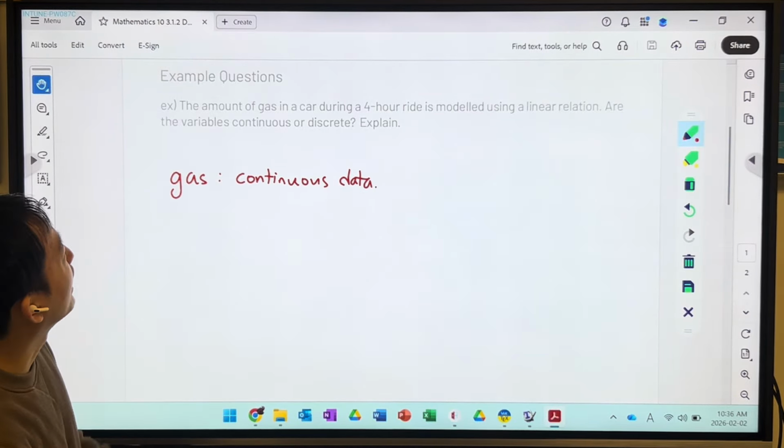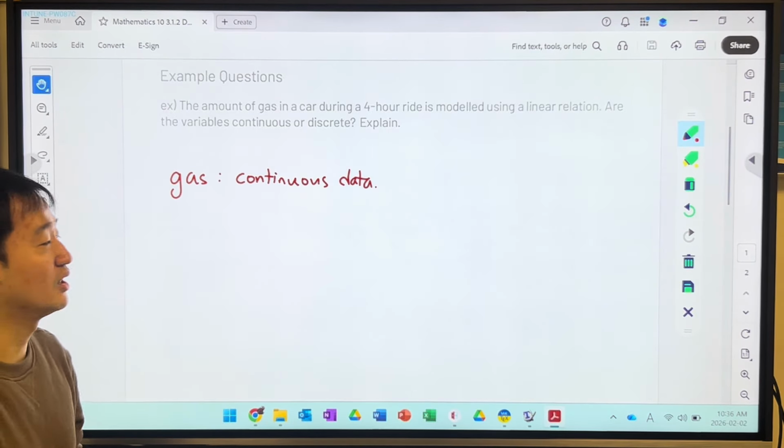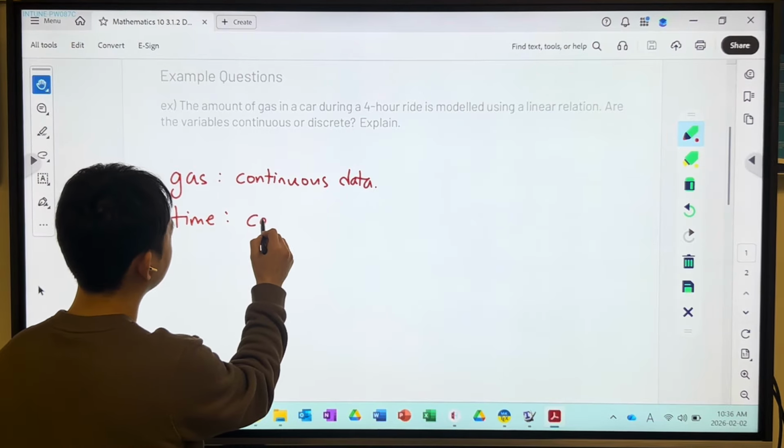The other variable that we have is the time. The time is also something that we measure. So the time is also continuous data.